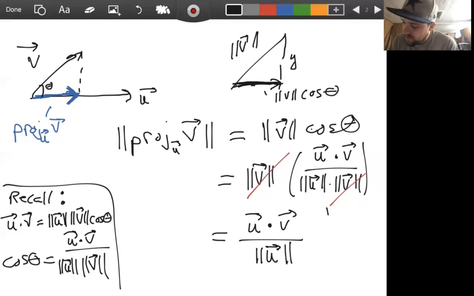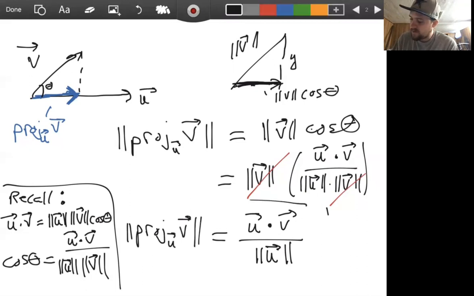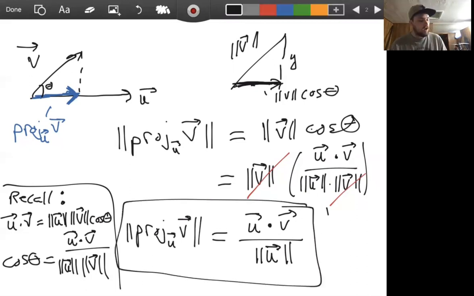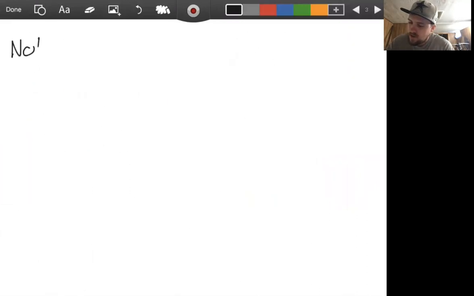And so I'll copy this here just so it's concise and on one line. The magnitude of the projection vector of v onto u is given by u dot v over the magnitude of u. And here's some notation. The magnitude of the projection vector, we call this the scalar projection.